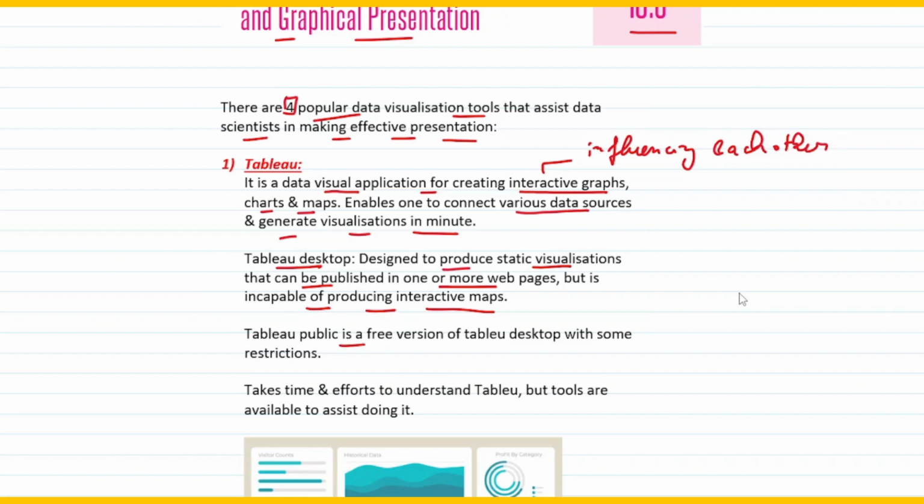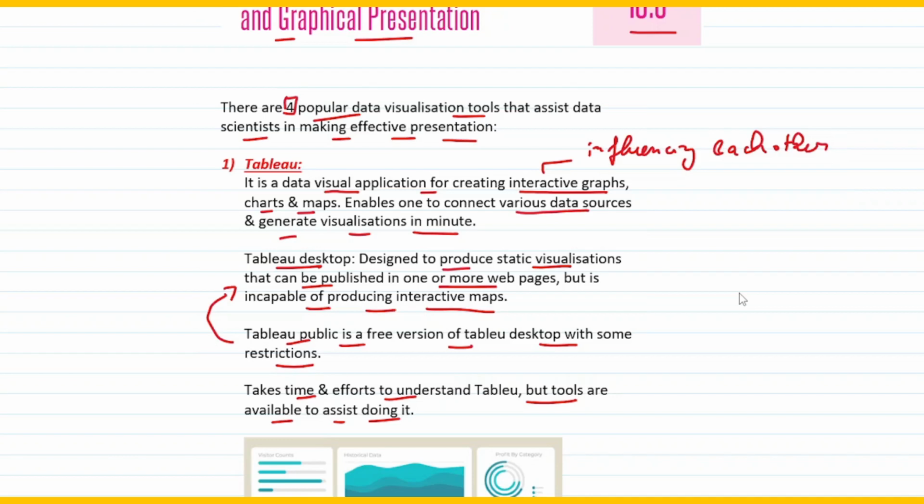Okay, Tableau Public is a free version of Tableau Desktop with some restrictions. So there is something called Tableau Public also. What is Tableau Public? It's basically a free version of Tableau Desktop with some restrictions, right? Tableau basically takes time and effort to understand, but there are tools available to assist in doing it. Fine. So please understand, learning it may be complicated. It takes some time and effort, but there are tools available which can help you to learn Tableau very easily, right?